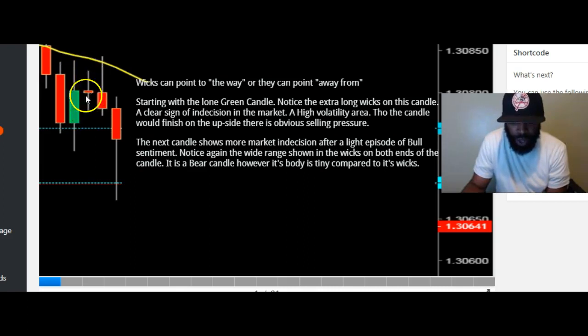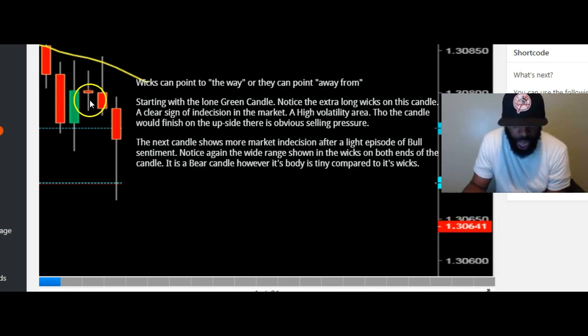The next candle, labeled a doji. I usually don't like to get into labels because everyone has their thoughts on things. Let's just say this cross, this plus sign, however you want to call it, represented more market indecision. You had this light episode of a little bull sentiment that was immediately met again with bear movement, and then also some bull movement right underneath. Of course, the market flattened out right there.